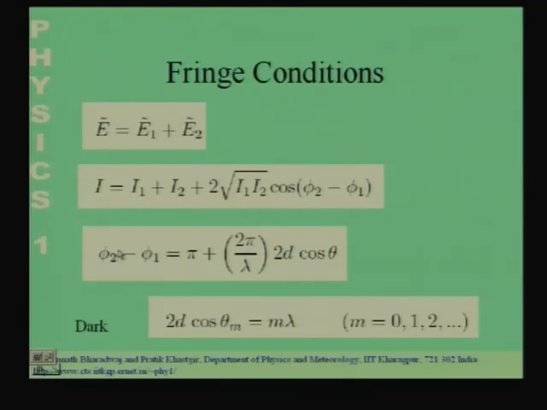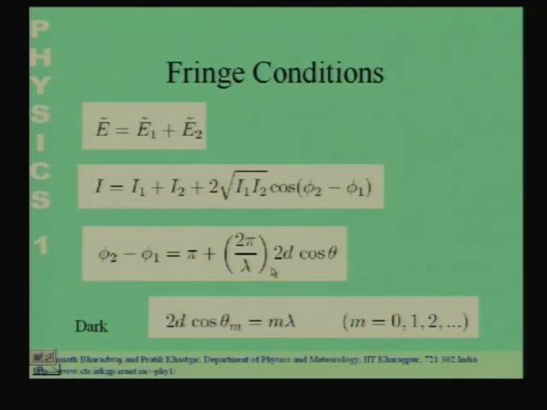Now, if this is the phase difference, let us ask the question, under what condition are we going to get a minima in the intensity? The minima in the intensity is going to occur when the phase difference is pi. So, if you want the phase difference over here to be pi, then 2d cos theta should be an integer multiple of the wavelength. So, which is the condition over here? If this condition is satisfied, where m is an integer, you will have a dark fringe. So, at that particular value of theta, you will get a dark fringe.